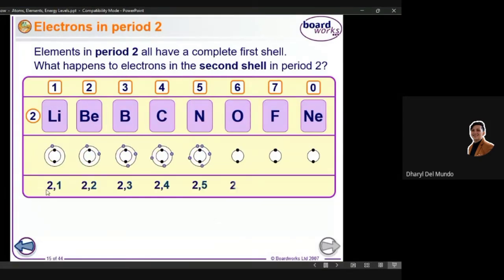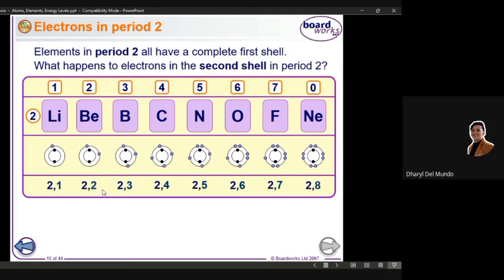like this one. See? 2,1; 2,2; 2,3; 2,4; 2,5; 2,6; 2,7. And as you can see, the valence electrons are 1, 2, 3, 4, 5, 6, 7, 8. So the valence electron of lithium is 1 because it belongs to group number 1.